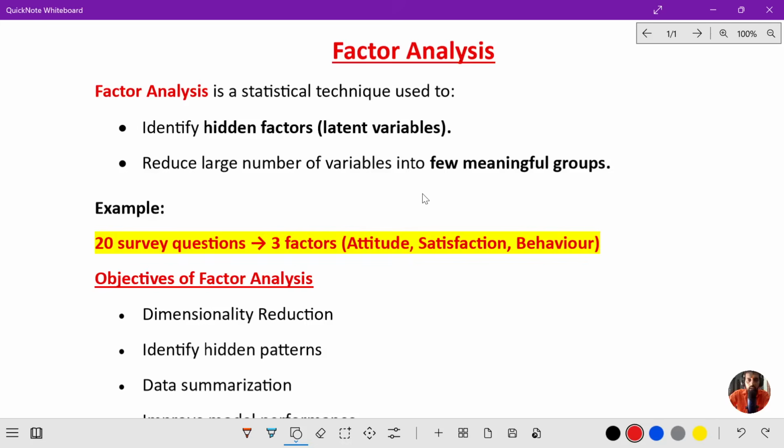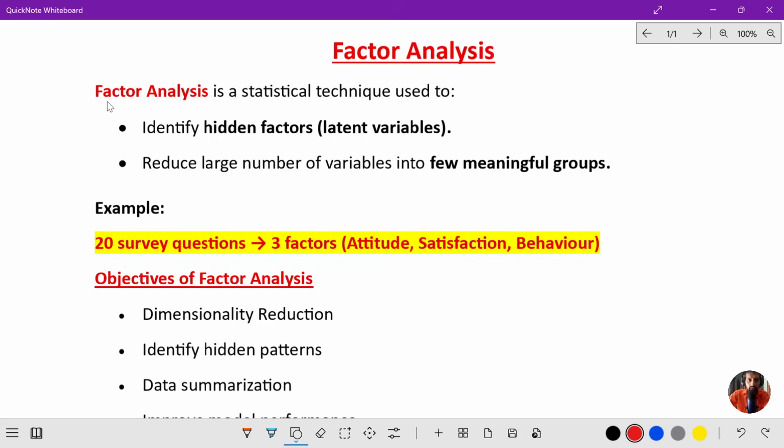In this video, I will explain about factor analysis. First we'll see the definition. Factor analysis is a statistical technique used to identify hidden factors, which are also called latent variables. It is used to reduce the large number of variables into few meaningful groups.